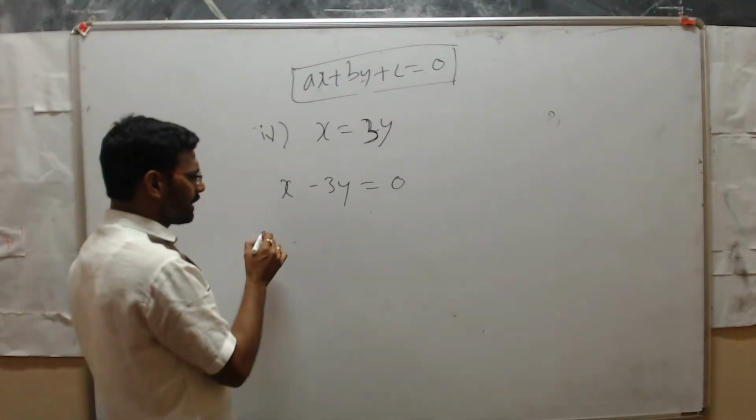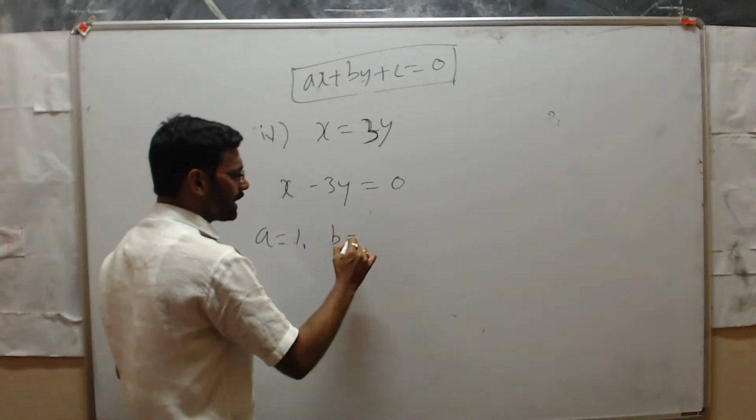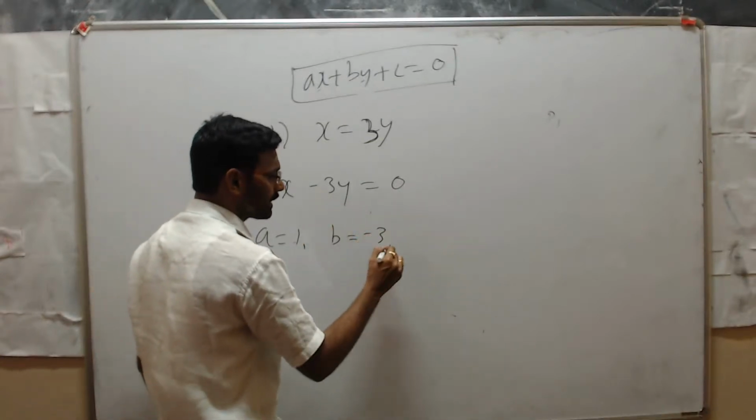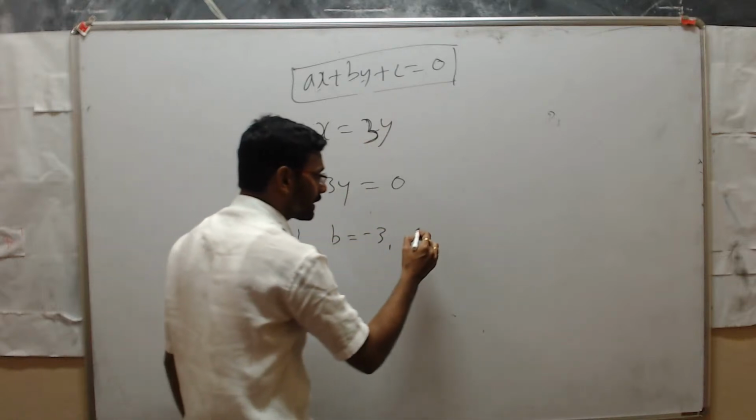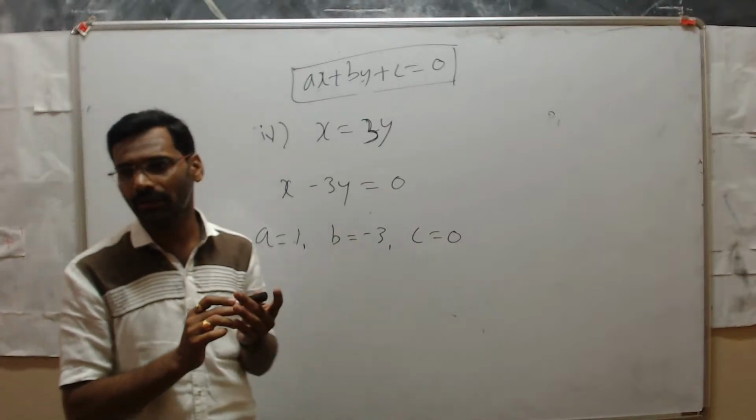There is no constant term. Coefficient of x is how much? 1. What is the value of b? Coefficient of y is minus 3. There is no constant term, which means c value is how much? 0. There is no constant term means c value is 0.